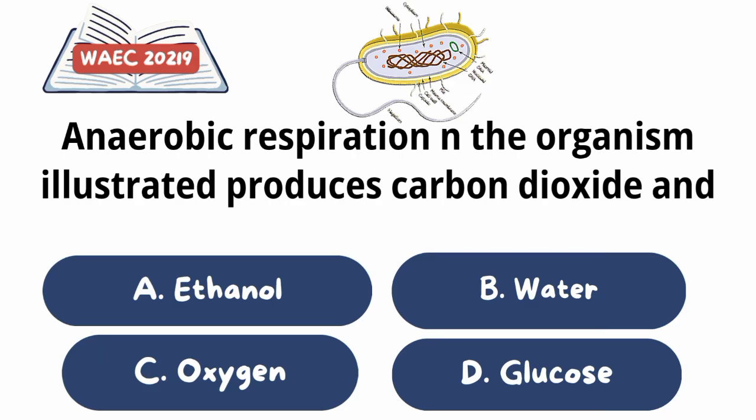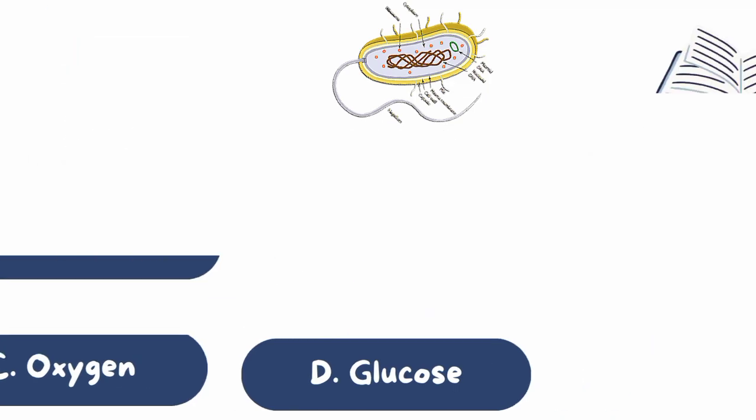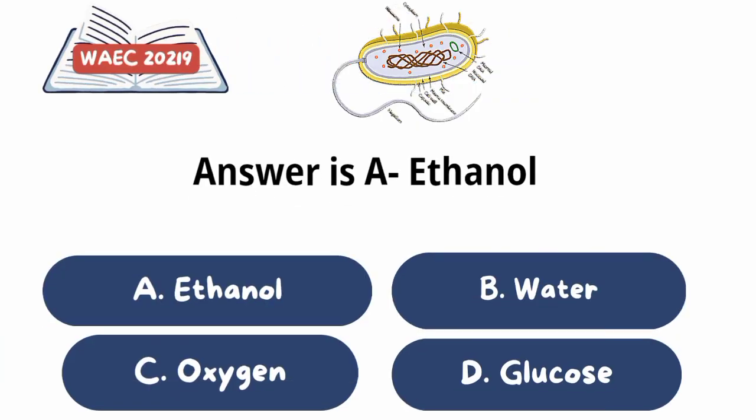The correct option is A. ethanol. This is because the organism above is a prokaryote. Prokaryotes lack mitochondria, so they respire in the absence of oxygen, and this respiration produces ethanol and carbon dioxide. Water is produced in the process of aerobic respiration, while oxygen is actually used up in respiration.